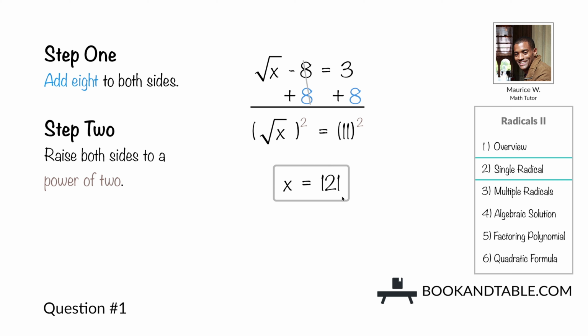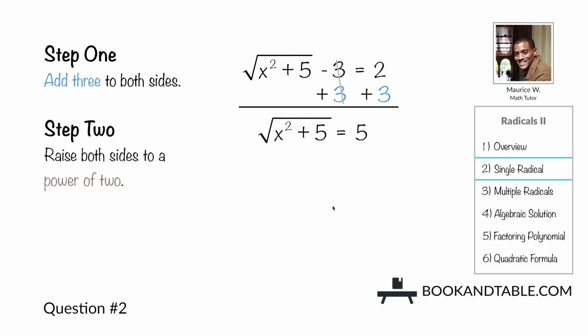All right, we'll discuss how to check your answer later on in the video, but for now, we're just discussing how to remove the radical sign. Let's take a look at question number 2. We had the square root of x squared plus 5 minus 3 is equal to 2. We want to isolate the radical term.